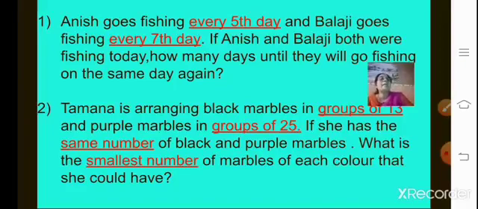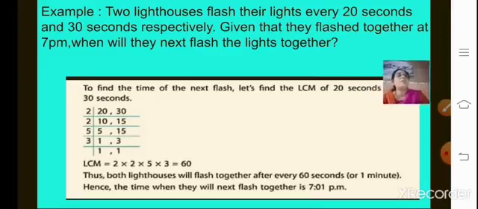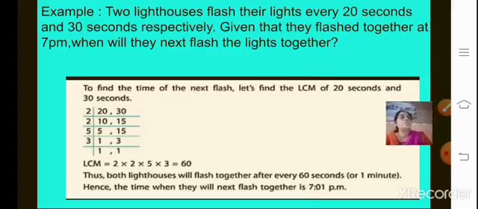If she has the same number of black and purple marbles, that is where we have to find the least common multiple. That is the common multiple. Least common. So the least word, that is the smallest number, tells us that you have to find the LCM of 13 and 25. So the first common multiple, that is the least common multiple, will be your answer, the number of marbles of each color that she could have. Okay. So read the question thoroughly so you will understand what type of question it is, whether you have to find the HCF or the LCM.